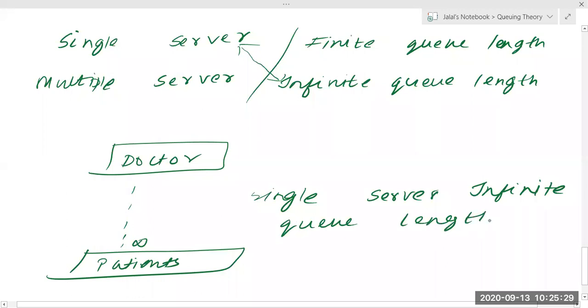Just put it in the chat if you understood. If there is no cap limit for the patients, such a system will be called single server infinite queue length. If there is no cap limit for the arrival rate, those things will be called single server infinite queue length. Simple.